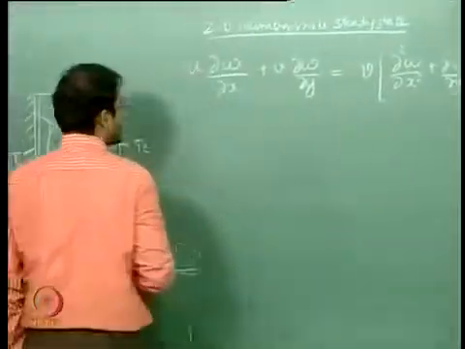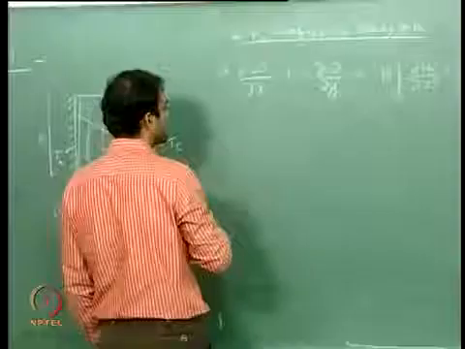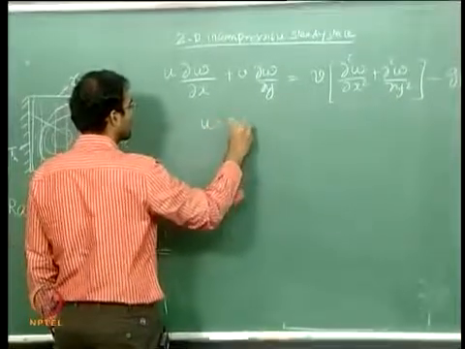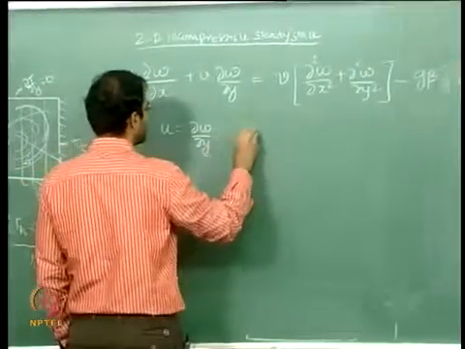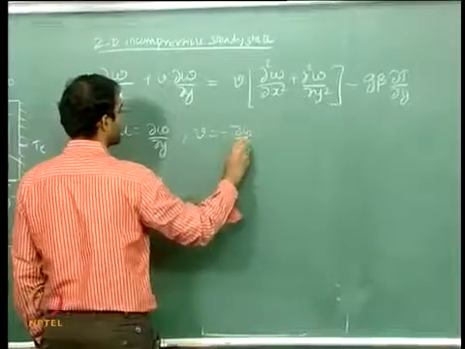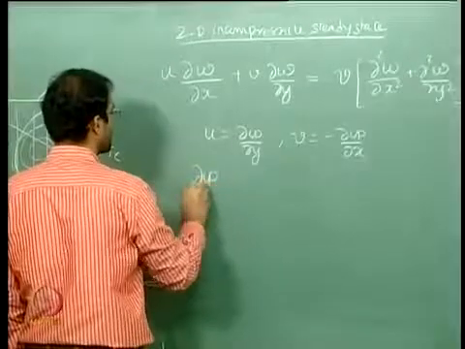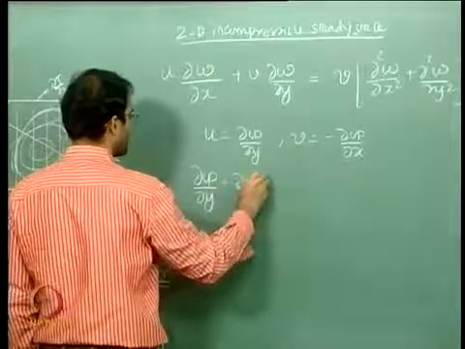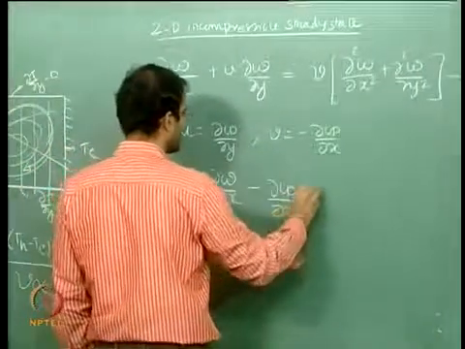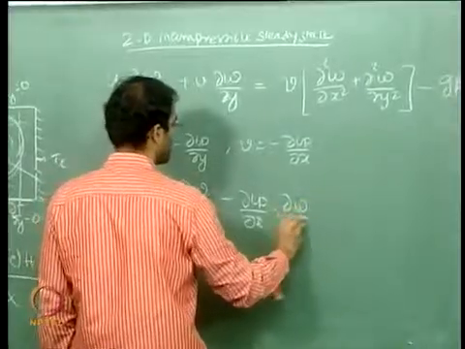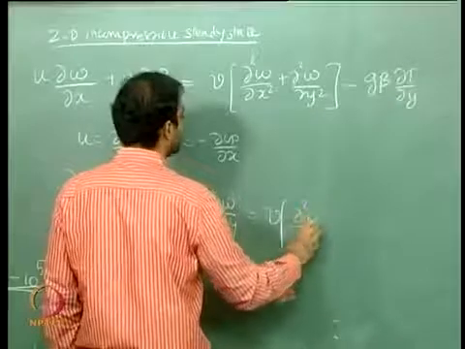Now you introduce the stream function to replace the velocity. I can say u is equal to d psi by dy if I assume a stream function, and v is equal to minus d psi by dx. So I can write this in terms of the stream function: d psi by dy into d omega by dx minus d psi by dx into d omega by dy is equal to the rest of the terms, and the right hand side is the same.